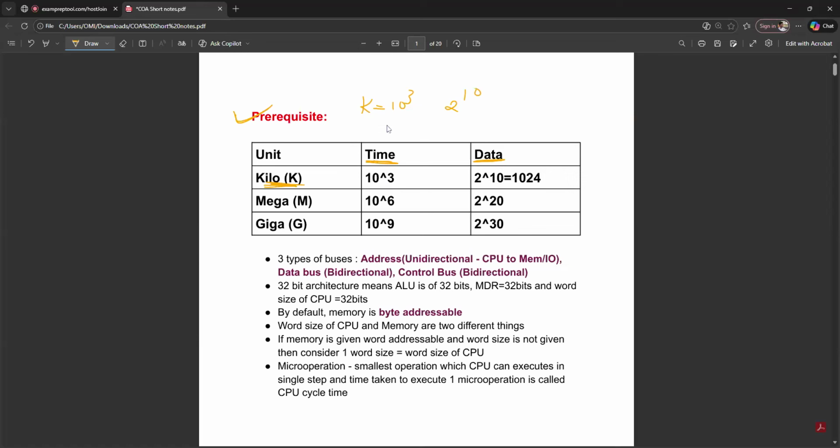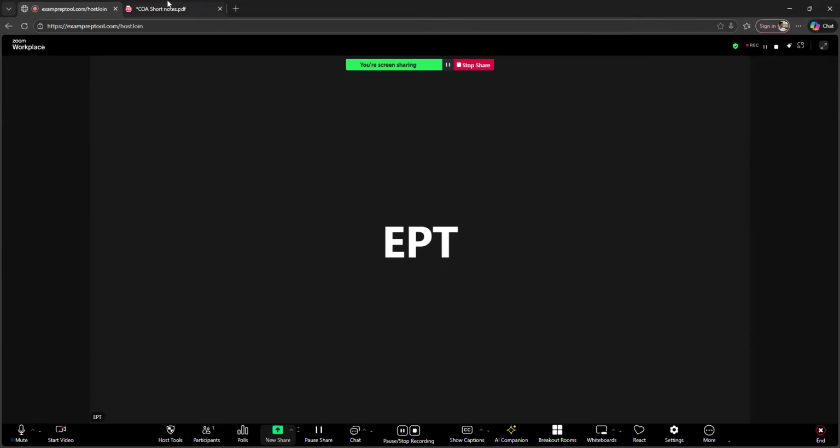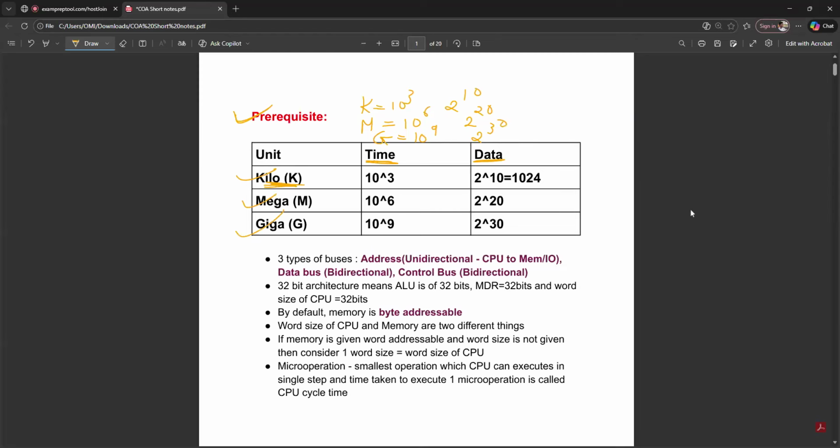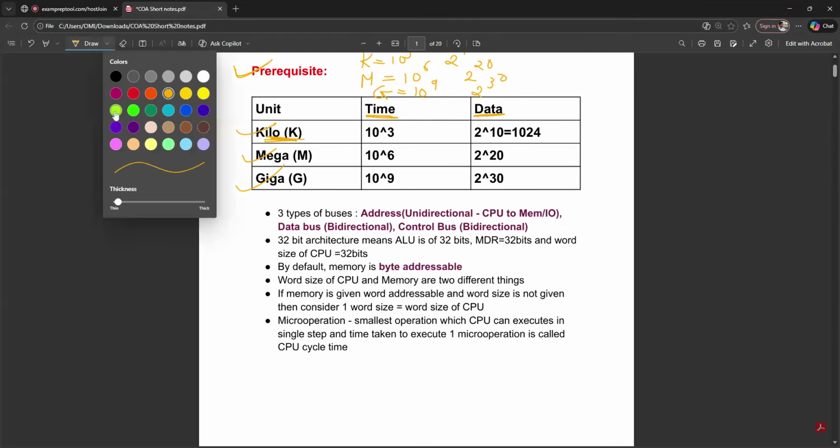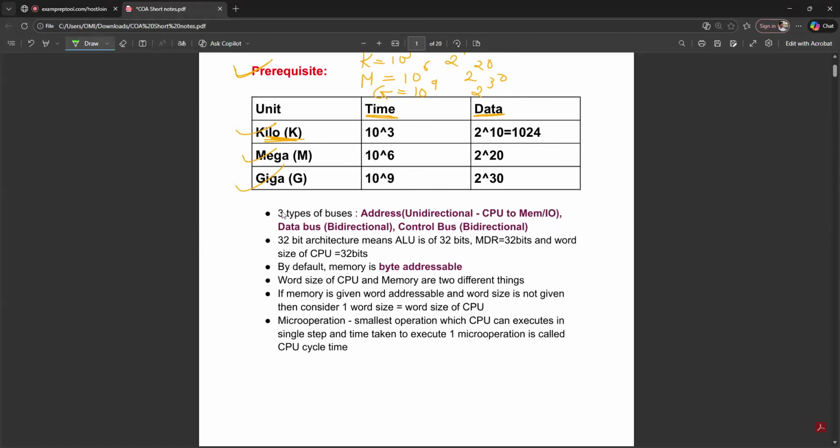Then the same for mega. If mega is there with time, then 10 power 6. But if data is there, then it will be 2 power 20. Then giga. If the unit is given in time, then giga is 10 power 9, and if data is used, then it will be 2 power 30. Okay, so this is the prerequisite which I want to tell you. Now moving to the next point.